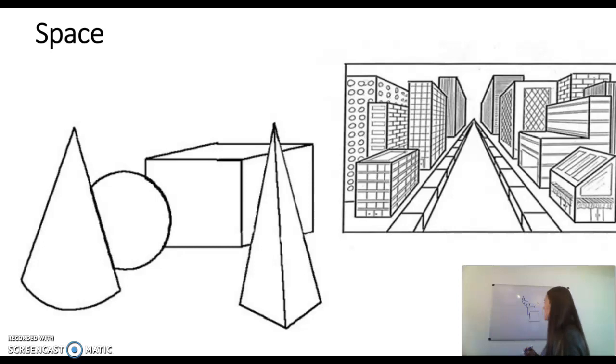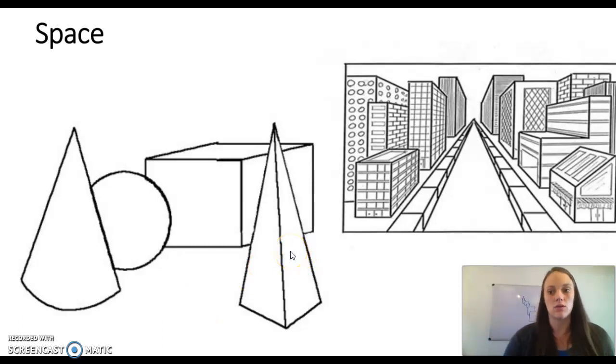And you can play around with both overlapping and relative size. So we know that this square is closest to us, it looks biggest. And then as these squares overlap each other and recede into the distance, they get a little bit smaller, and they look like they're further away.